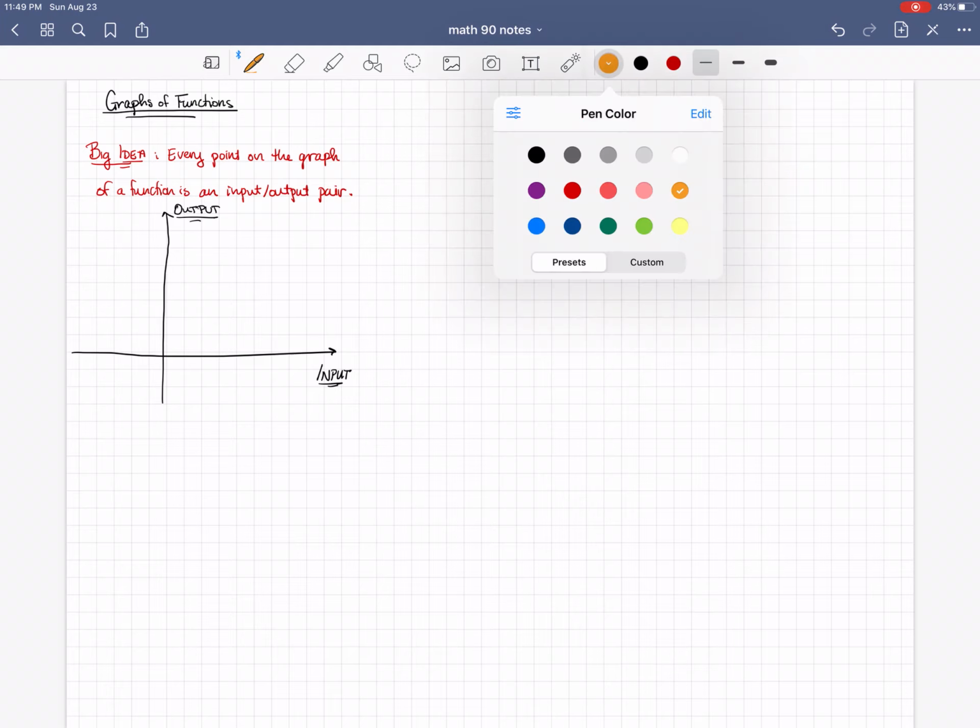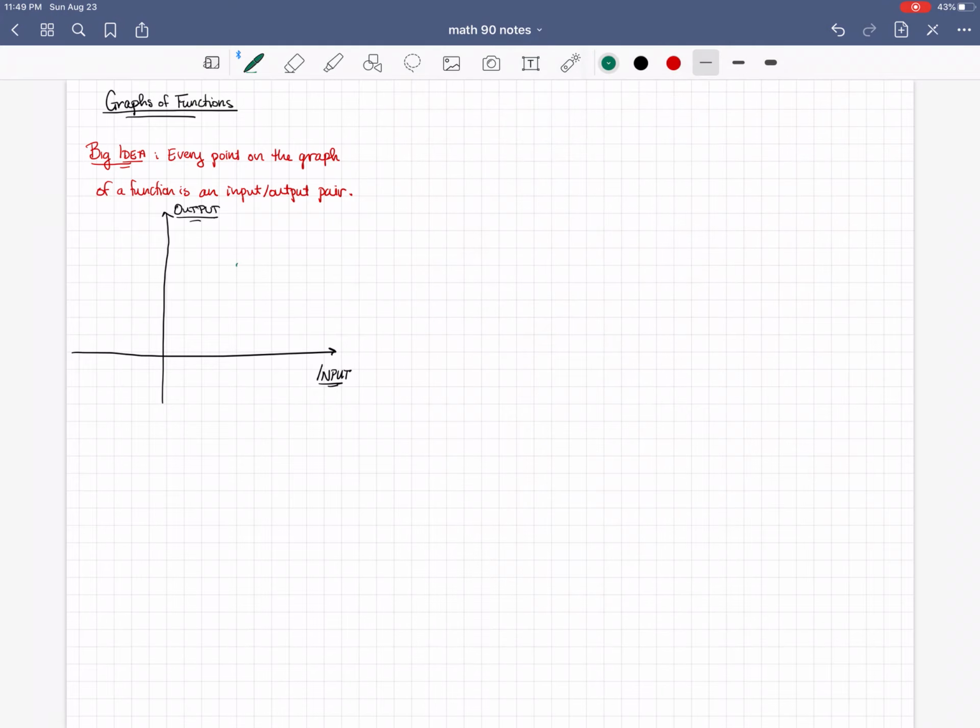I'm not going to assign this to a specific function. We'll just say this is some point on the graph of our function. Well, if we look at its coordinates, let's just say for the sake of argument, its x coordinate is a. Well, the y coordinate of that point is the output that this function assigns to the input a. So it's f of a. Okay? And every single other point on the graph is an input-output pair.